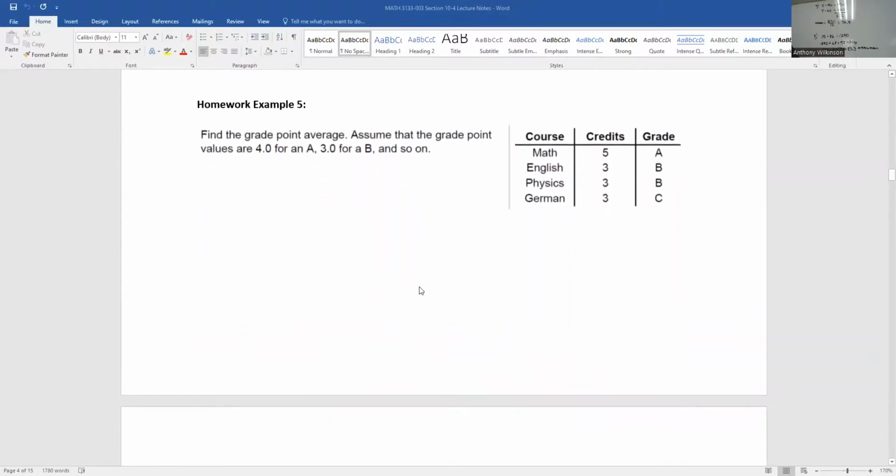Okay. Now in example 5, you're asked to find the grade point average. And we're to assume that the grade point values are 4.0 for an A, 3.0 for a B, and so on. All right, this is just an example of what they call the weighted mean. The weighted mean is when they use weights, like for an A having a value of 4, a B having a value of 3, a C has a value of 2, D has a value of 1, and F has a value of 0.